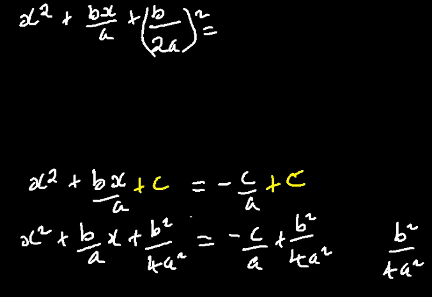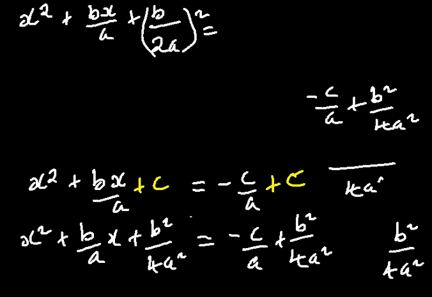Now we should add these two fractions. Let's try to add those. We have negative c over a plus b squared over 4a squared. The common denominator is 4a squared. Now 4a squared into 4a squared is 1, and 1 times b squared gives b squared. And a into 4a squared gives negative 4ac.